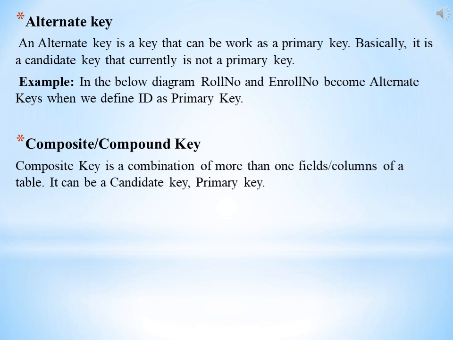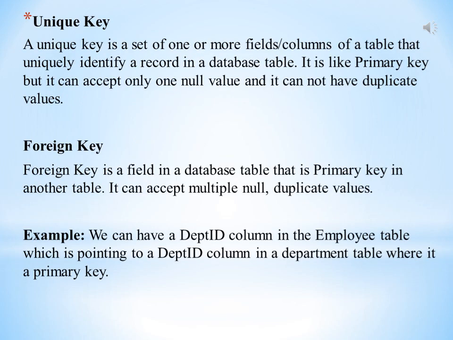Next is the composite or compound key. The composite key is the combination of more. Next is the unique key. A unique key is a set of one or more fields or columns of a table that uniquely identify records in a database table. It is like a primary key, but it can accept only one null value and it cannot have duplicate values.